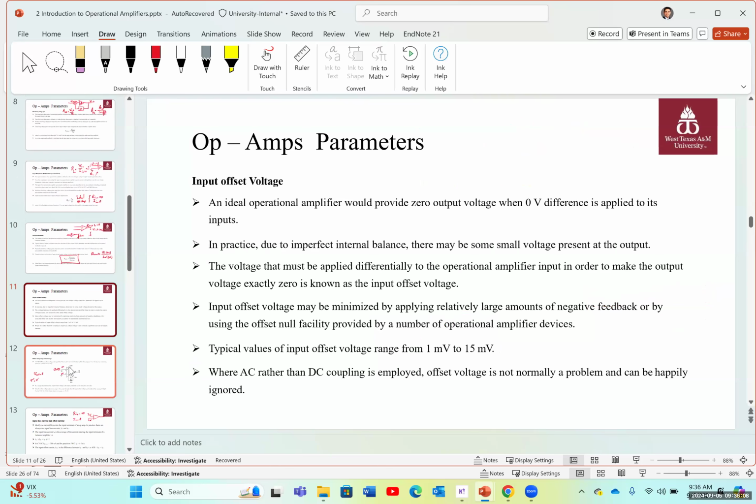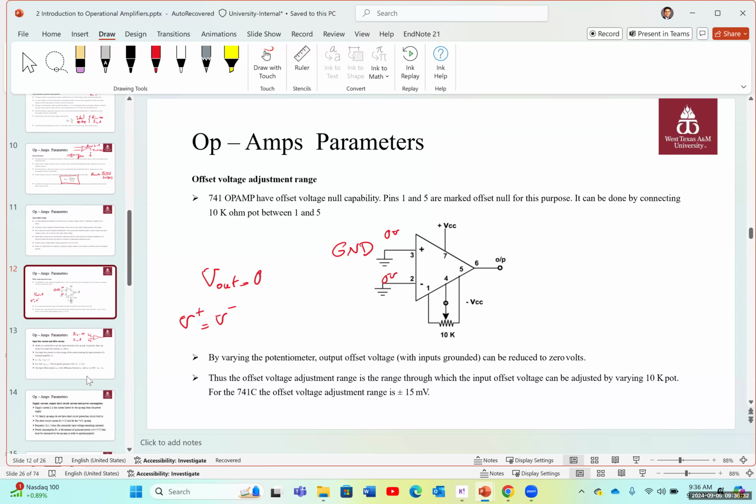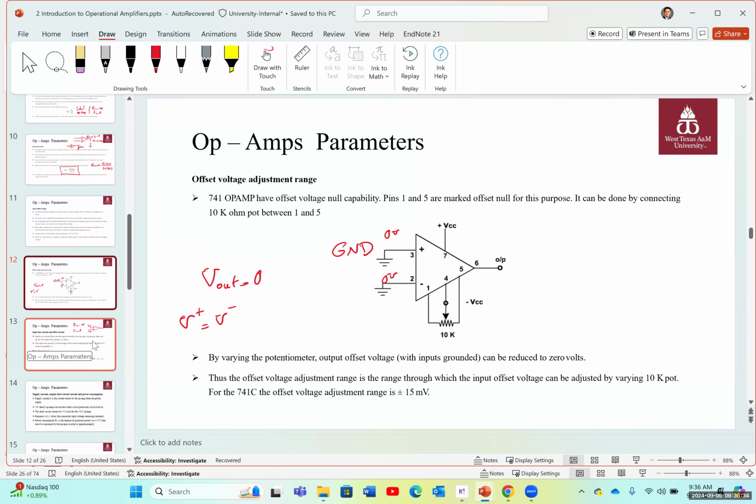We had the input offset voltage. In an ideal op amp, the voltage difference between the inverting and non-inverting inputs should be 0 when we have no inputs. In the real world, there's a slight difference between them. We use the offset voltage to counter and cancel that offset between the input voltages. I already mentioned that in the 741, the offset voltage pins are pin number 1 and 5, and we connect them together with a potentiometer.